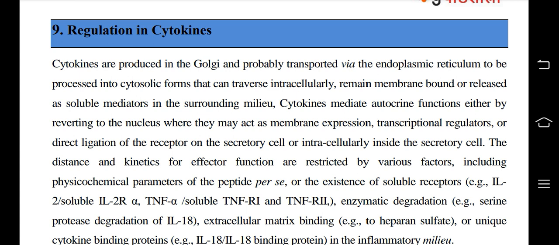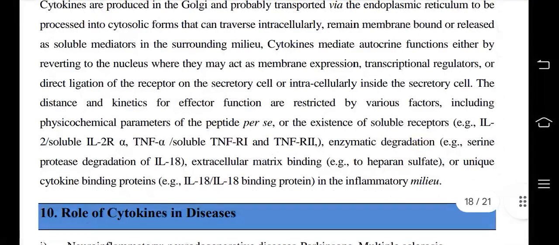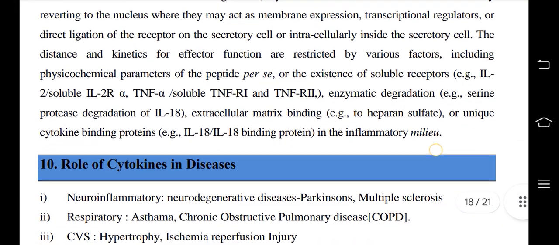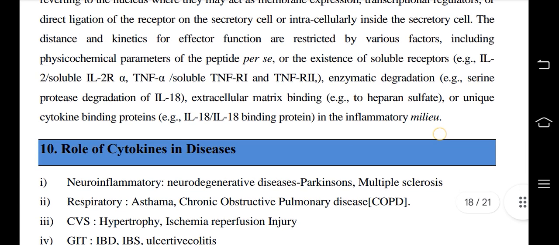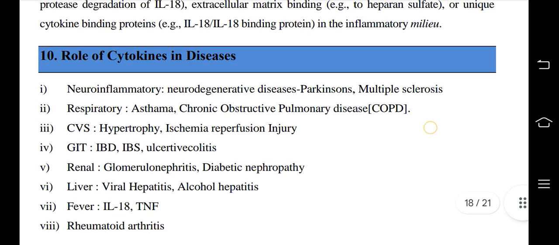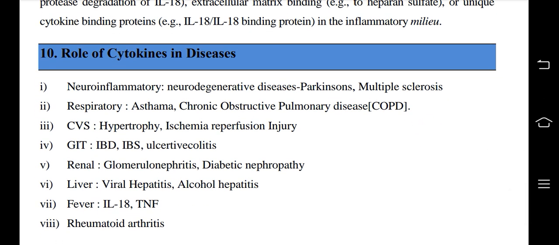The distance and kinetics of the effector function are restricted by various factors, including physicochemical parameters of the peptide per se, or the existence of soluble receptors, enzymatic degradation, or extracellular matrix binding, or unique cytokine binding proteins in inflammatory milieu. Then a role of cytokine in disease.